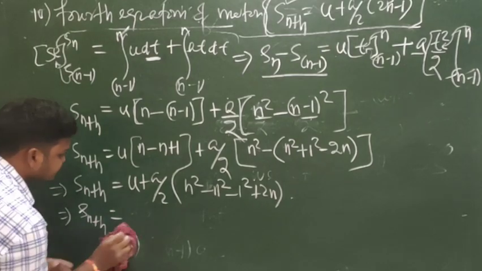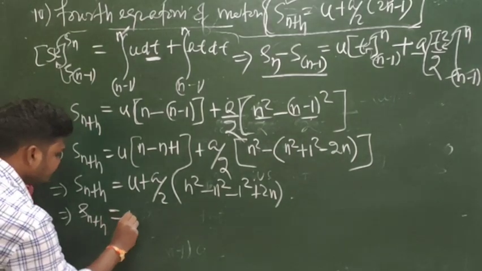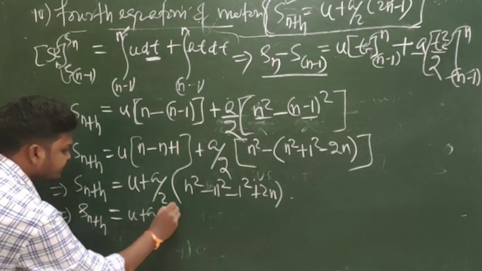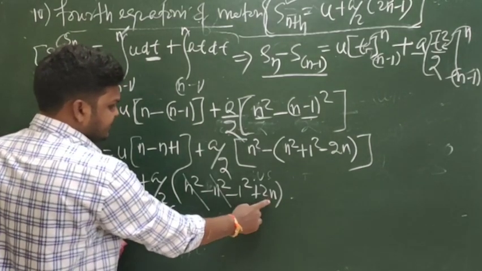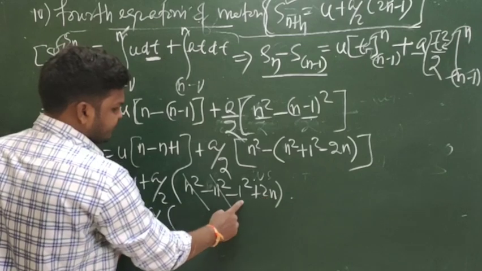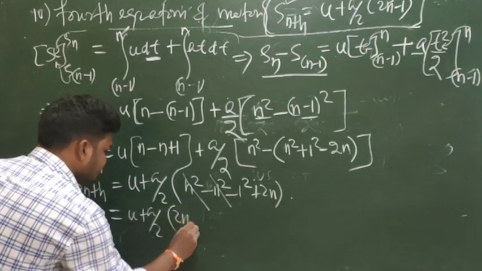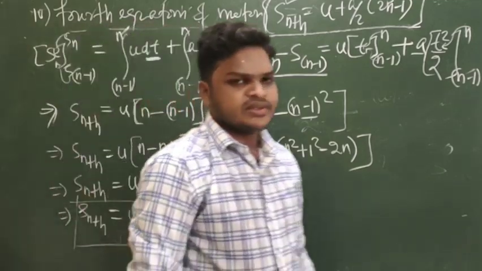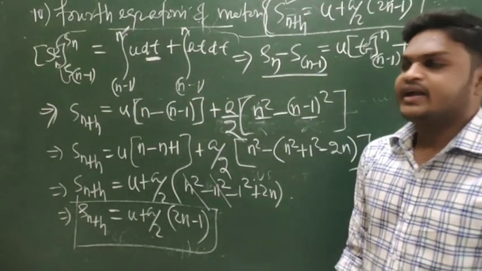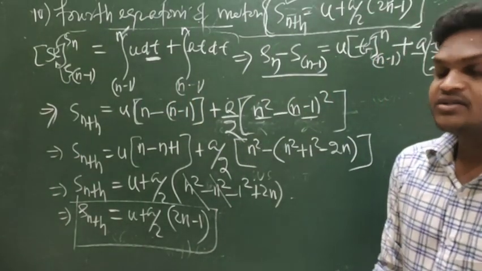S_nth is equal to u plus a by 2. In this case n square will be cancelled. Then in this value only 2n minus 1 is left. So 2n minus 1. Finally you prove the equation. So this equation can be proved by the help of instantaneous velocity.